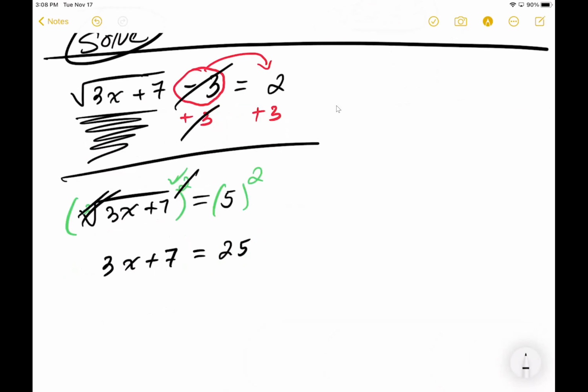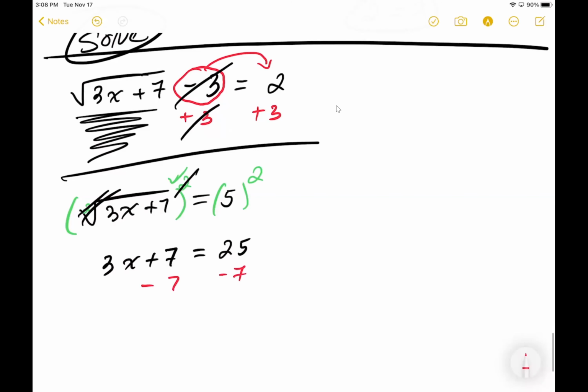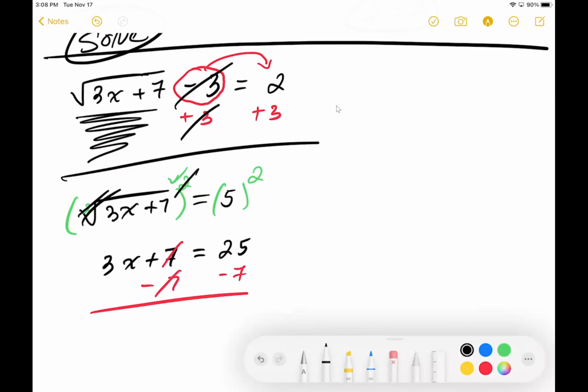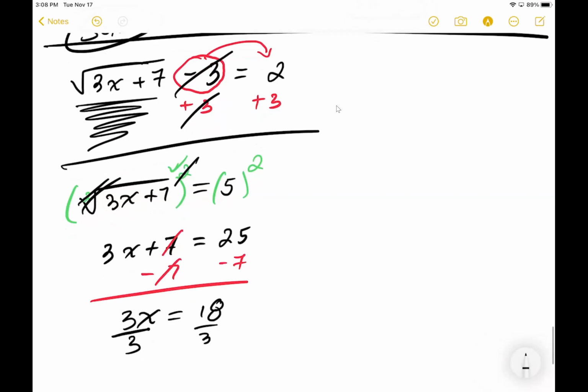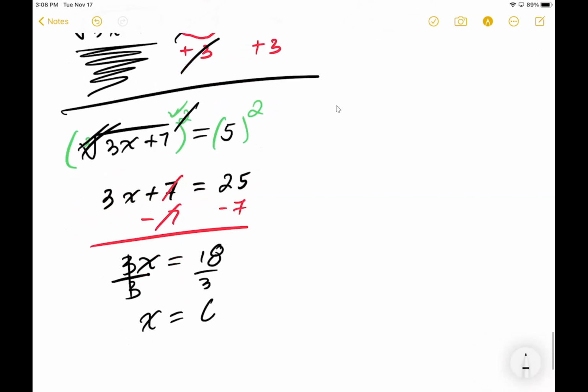Now hopefully you say, Mr. Tran, I can solve it now. How? We need to subtract 7 from both sides. If we subtract 7 from both sides, we have 3x equal to 18. And like I say, I'm not this good, I'm just lucky. Coincidentally, I made it up on the fly and the answer is a whole number. So 25 minus 7 gives you 18. Divide that by 3.